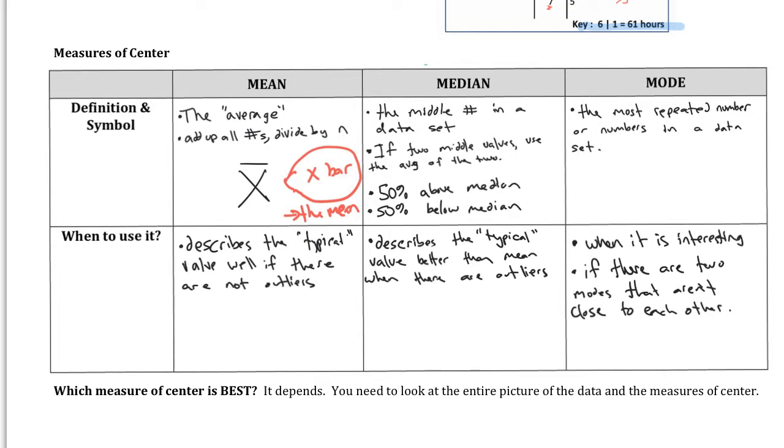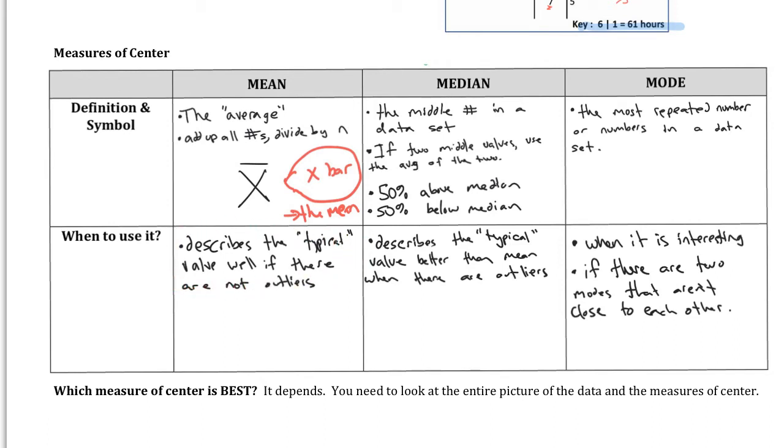All right, mean, you've heard of it. It's like the average. Add up all the numbers and divide by n. N is how many numbers you had. So if you had 6 numbers, you add all those 6 numbers up, divide by 6. A symbol we might see a little bit of is called X bar. It's literally an X with a bar on top. It means the mean. That's what it's talking about. When do we use the mean? It's really describing the typical value well if there aren't outliers.